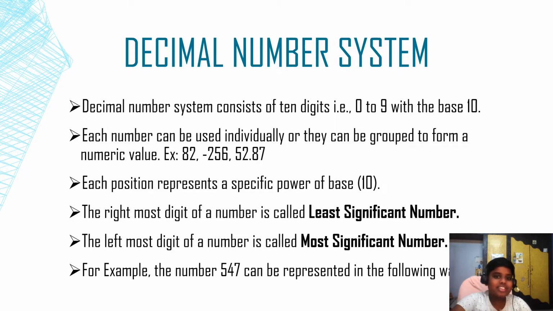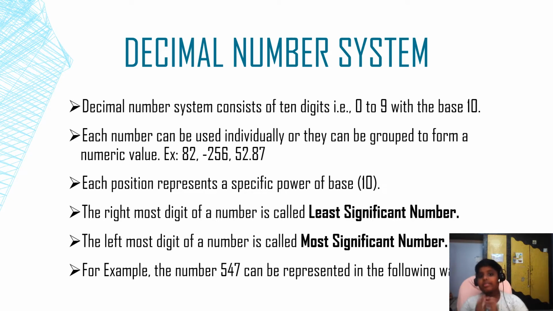So firstly, we have the decimal number system. Now, decimal means you have numbers and a point between them, but here in the computer context, it is not necessary that there should be a point. You can have minus, plus, signs, etc., like 82, minus 256, 52.87, etc.